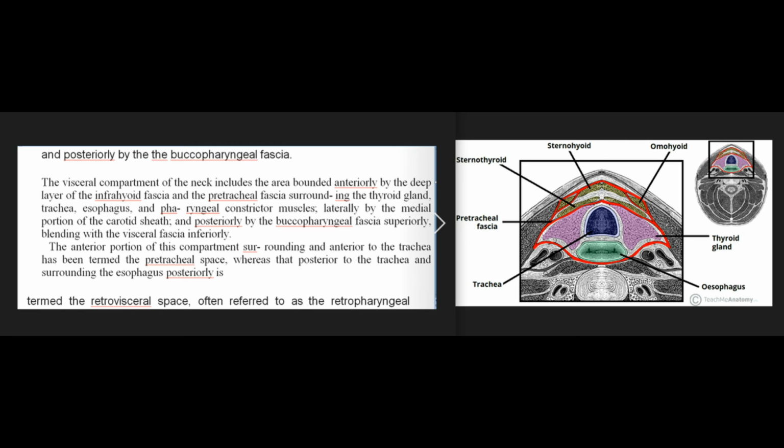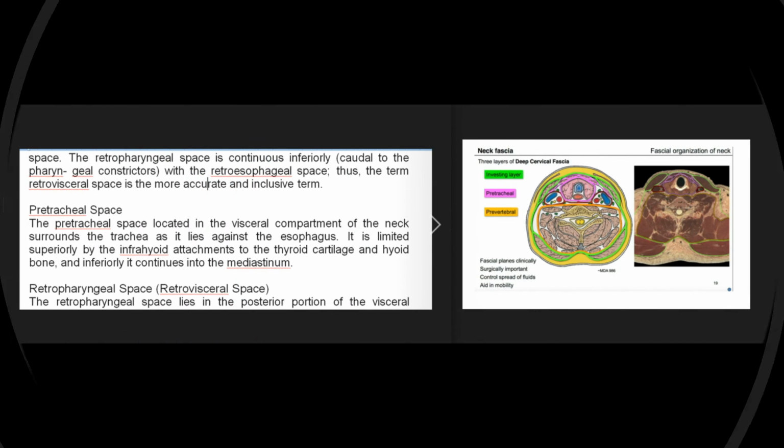The anterior portion of this compartment surrounding and anterior to the trachea has been termed the pretracheal space, whereas that posterior to the trachea and surrounding the esophagus posteriorly is termed the retrovisceral space, often referred to as the retropharyngeal space. The retropharyngeal space is continuous inferiorly, caudal to the pharyngeal constrictors, with the retroesophageal space. Thus, the term retrovisceral space is the more accurate and inclusive term.